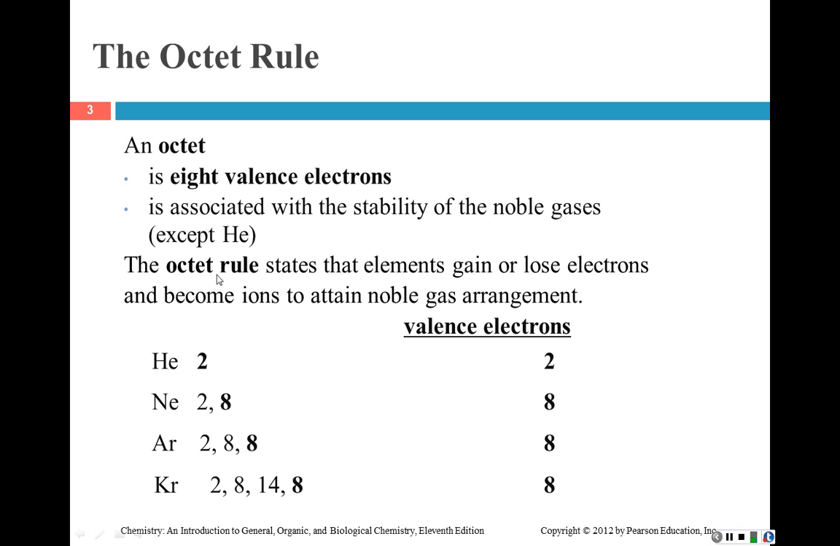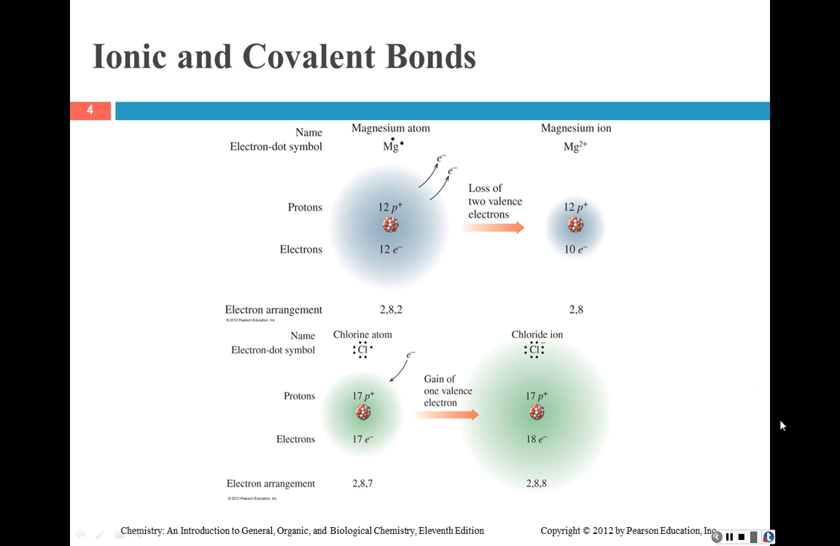And so the octet rule says that when other elements want to form compounds, they will either gain or lose to become ions that have the same configuration as those noble gases. And so the example here is the magnesium ion. If you look at the magnesium atom here, it has 2 valence electrons. All right, so that means it has 12 electrons. If you look at the periodic table, that's where that's coming from. It's atomic number 12, so it has 12 protons, 12 electrons.